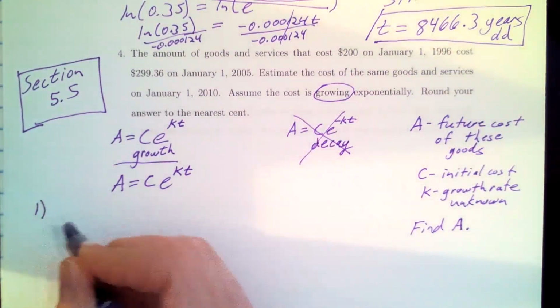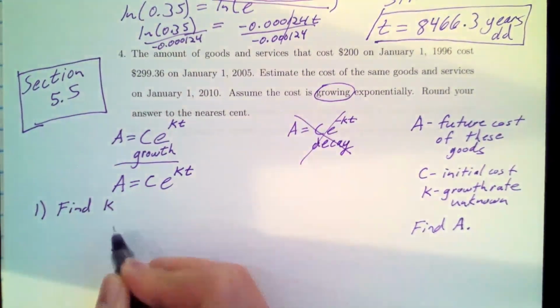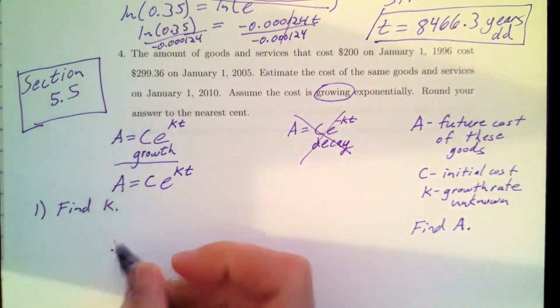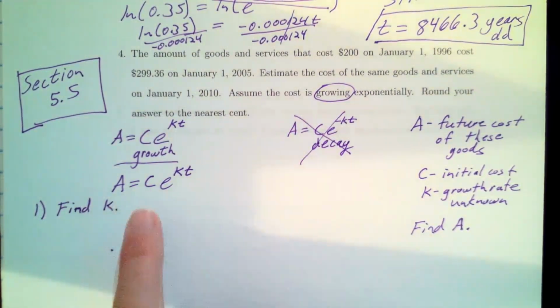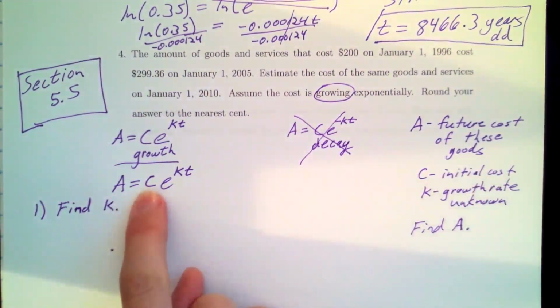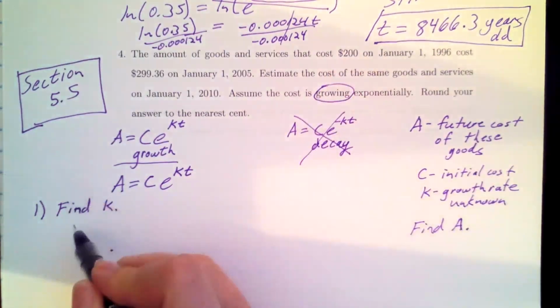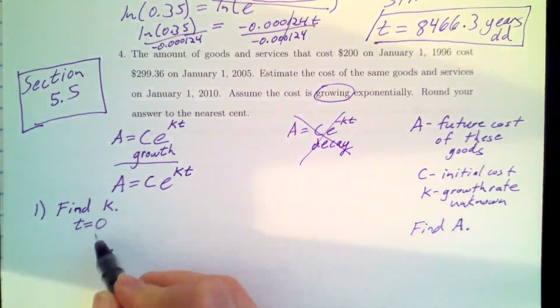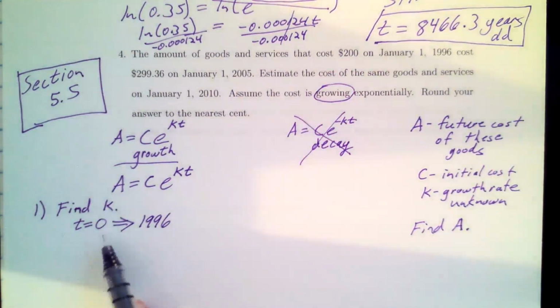So we kind of have to do some work off to the side. I first have to find K in order for this model to be useful to me in finding what A is. So in order to find K, we have to set up our model as best we know how so far. C is the initial cost of these goods and services. How much were these goods and services starting out? They start out as $200 in 1996. So we should make a note here that our starting point, T equals 0, represents 1996. T equals 1 would be 1997, T equals 2 is 1998, etc. But our starting point is 1996 with T equal to 0.